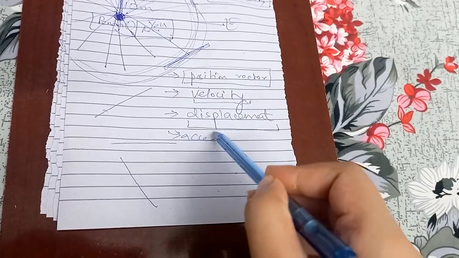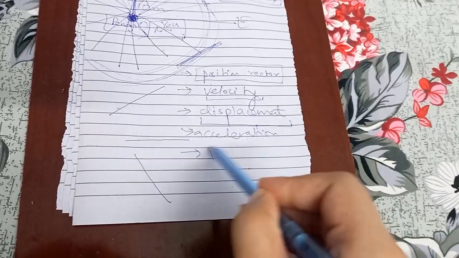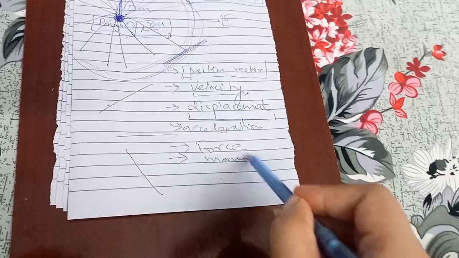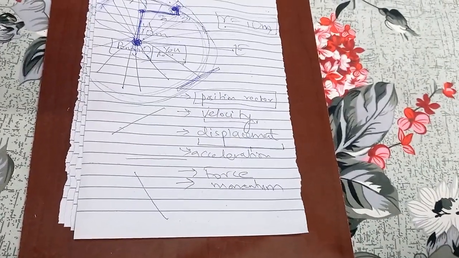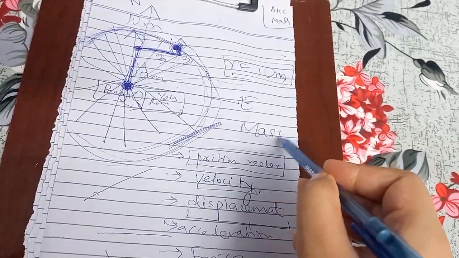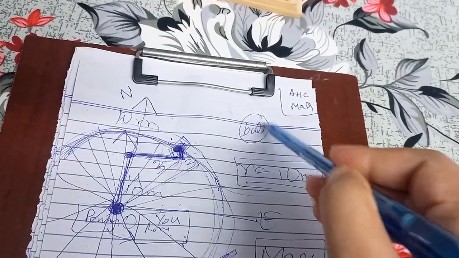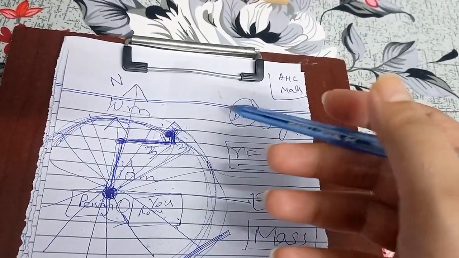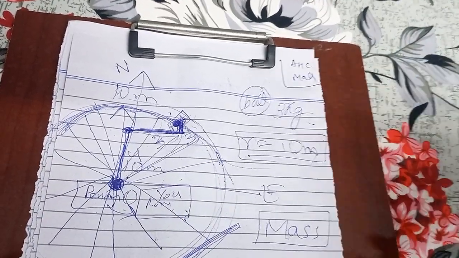Similarly, you have acceleration. Acceleration is a vector quantity, and there are many other vectors, like force is a vector quantity, and momentum is a vector quantity. We have numerous physical quantities which are vectors, and we have numerous physical quantities which are scalars as well. For example, mass. If someone asks you what is the mass of this ball, then you'll simply tell him 3 kg. There is no sense of asking about direction when you are talking about mass.